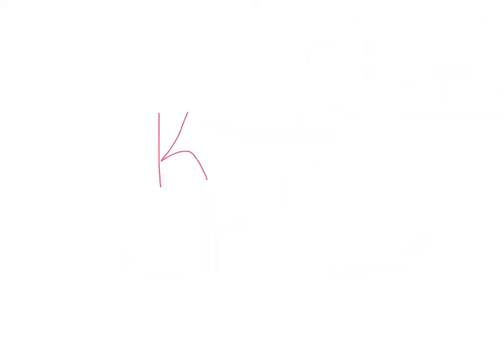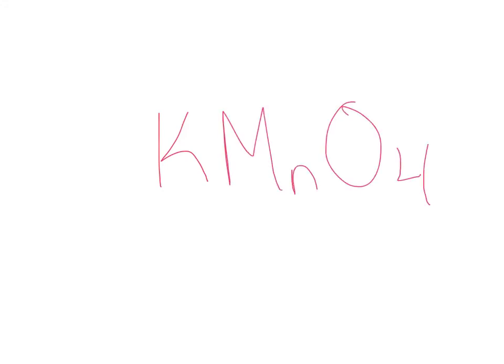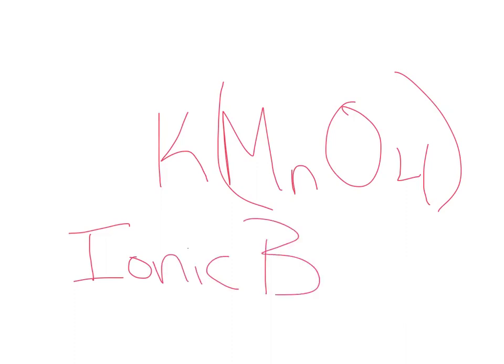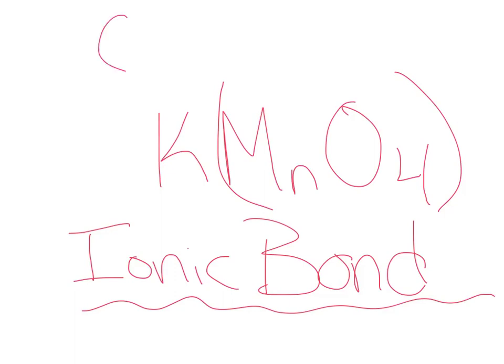Okay, let's look at number 5. Number 5, last one, KMnO4. So we have potassium permanganate. Boom, polyatomic. You should know immediately that if I see a polyatomic present, it is going to definitely be what? An ionic bond. And we know ionic bonds are all about Coulombic attraction.